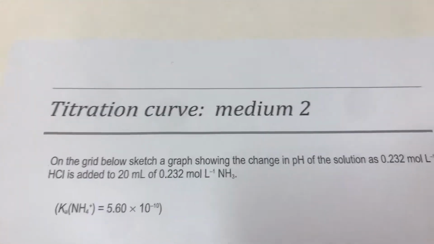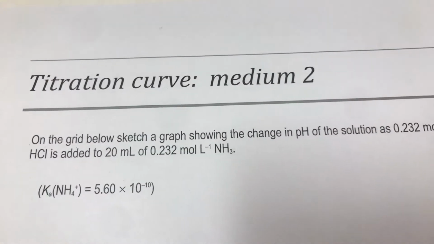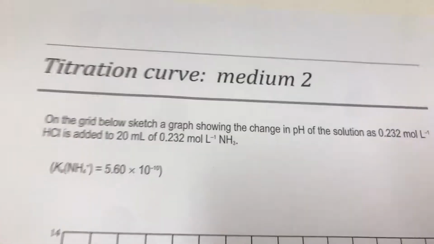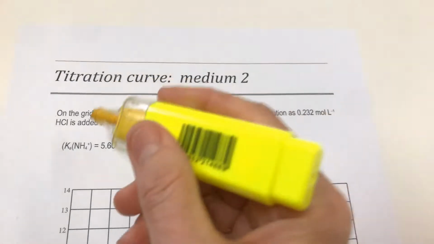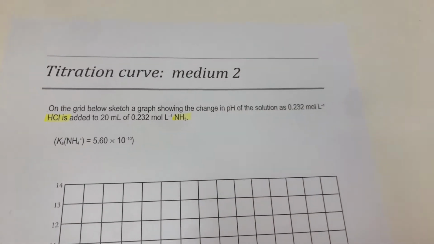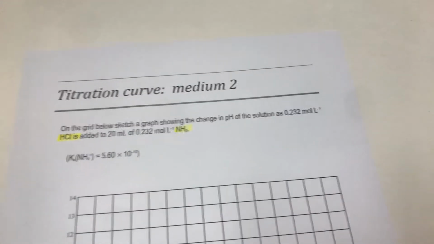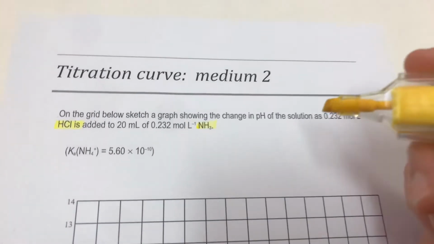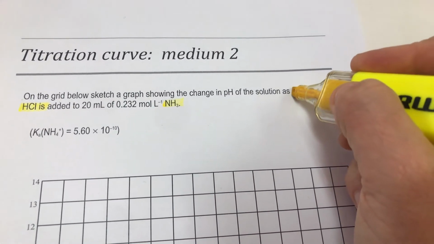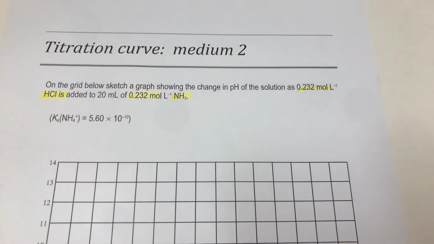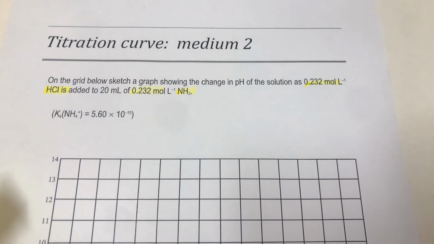Okay, let's take a look at what we can see from the question. There's a couple of really important things that we can have a look at first. Okay, so the first thing is we need to identify that this is a strong acid and this is a weak base, right? So we're doing a strong acid, weak base titration. Another important thing to notice is that the concentrations are the same. This is 0.232 and this is also 0.232. That means that this is going to be a little bit more straightforward than it would otherwise have been. So that's pretty cool for us.